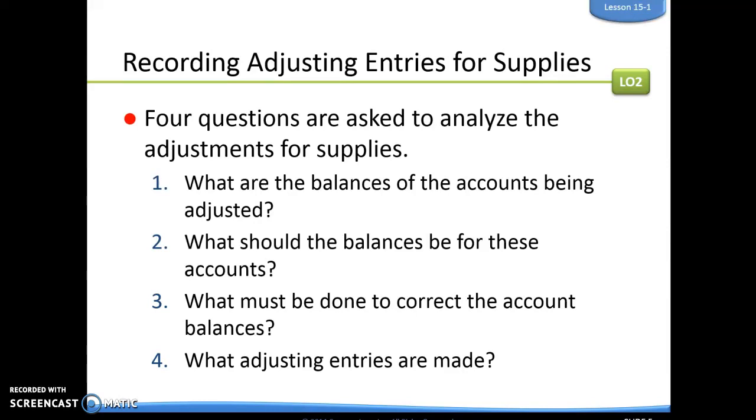Number 2, what should the balances be for these accounts? So this is where I was talking about maybe our supplies is listed as 500. However, when we do a count of our supplies, maybe we only have $200 worth of supplies. Okay, so that's what the balance should be. Number 3, what must be done to correct the account balances? So we need to figure out, what do we need to do to a supply account to make it equal 200 instead of 500? And then the last question is just what adjusting entry then would be made.